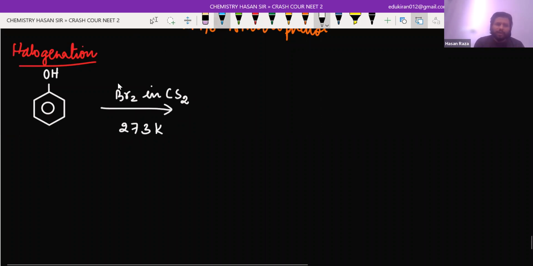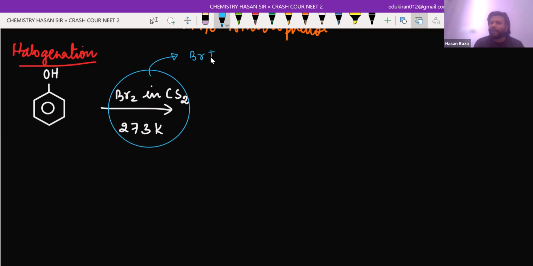Due to this reagent, there will be generation of an electrophile, that is Br positive. And since this is your plus M, are you the new students? Are you aware of this plus M? Yes or no? Just let me know, because it will be plus M and minus M. Sania and Nimra, you also please answer me. If you don't know this, this will be a bounce.